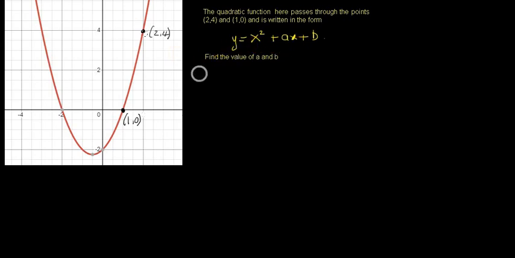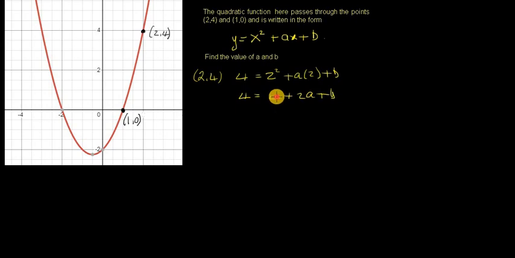So what we do is we write down our first point, (2, 4), and we rewrite our function replacing the x's with the 2 and the y with the 4. So 4 is equal to 2 squared plus a times 2 plus b. All we did was replace the x's with the 2's and the y with the 4. So we'll rewrite that: 4 is equal to 4 plus 2a plus b.